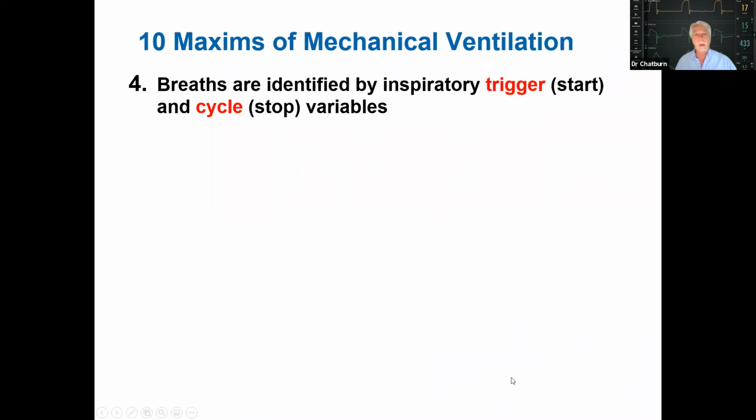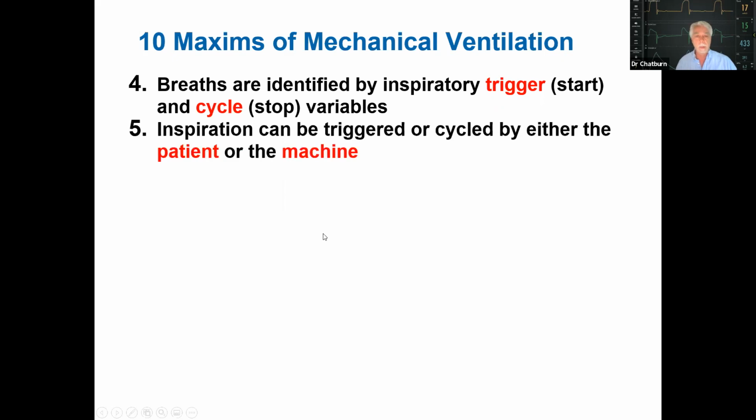The next concept that we need to get some agreement on is that inspiration is started and stopped by the ventilator according to the values of some variables that it monitors. And we call the start of inspiration the trigger event and the stopping of inspiration the cycle event. And the inspiratory time is the duration between the trigger and cycle events. And another important concept is that either the patient or the ventilator can be responsible for these triggering and cycling events, and we can also mix them up.